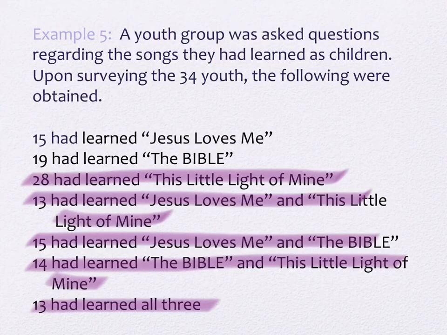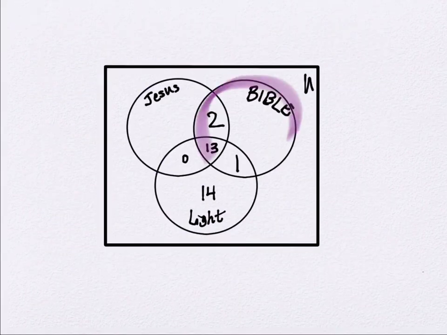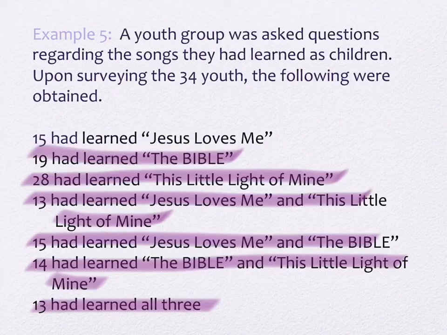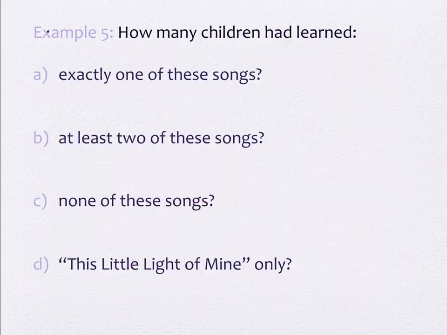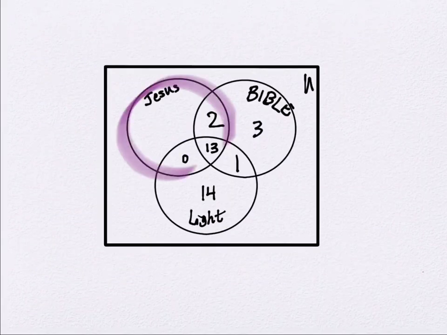Okay. The next one is 19 with the Bible. Right? So that's this circle. Needs to be 19. How many are there already? 16. So how many are missing? 3. And our last listed item is the 15 had learned Jesus Loves Me. So here's my Jesus Loves Me. So there's 0.